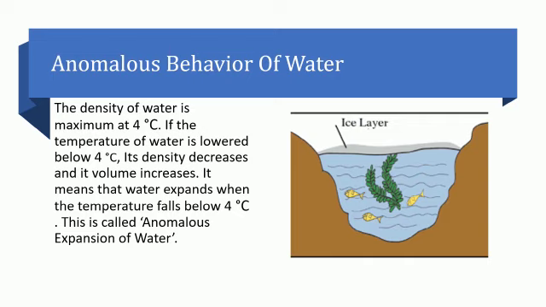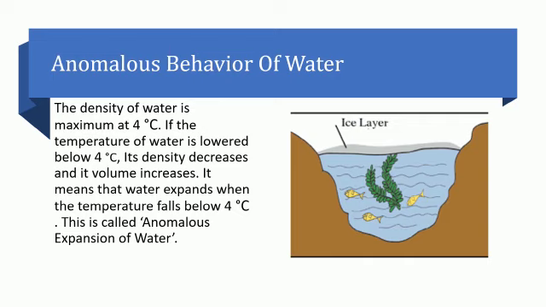As the temperature falls below 4 degrees Celsius, its density starts decreasing, which means the particles of water start moving away from one another. It expands and its volume increases. The water gets converted into ice. This is called anomalous behavior of water.